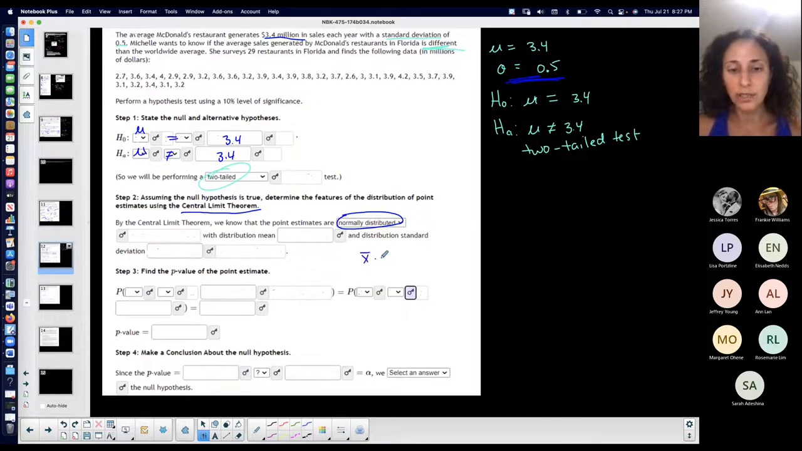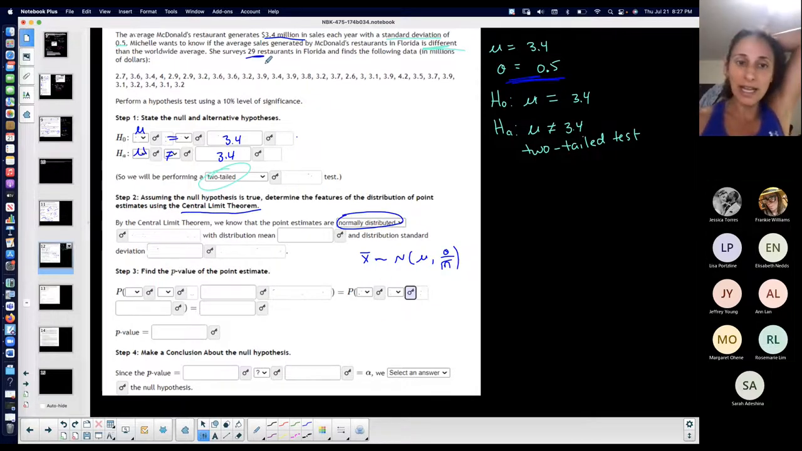So if you remember mu, and then sigma over the square root of n. Remember this? So because we are selecting 29, and we're talking about averages, then we're on this distribution here. Now this is just reminding you of the central limit theorem, what distribution you're on. Your calculator tricks take care of all that.